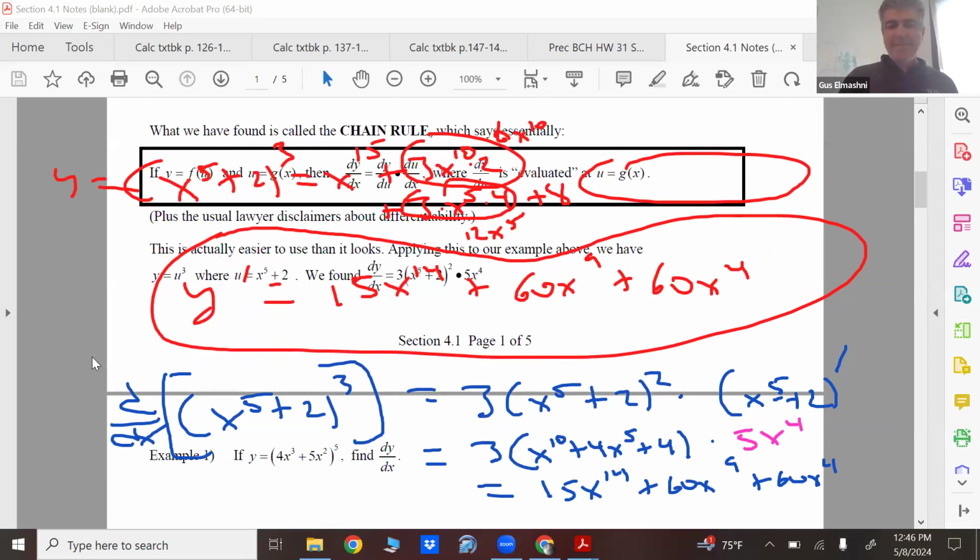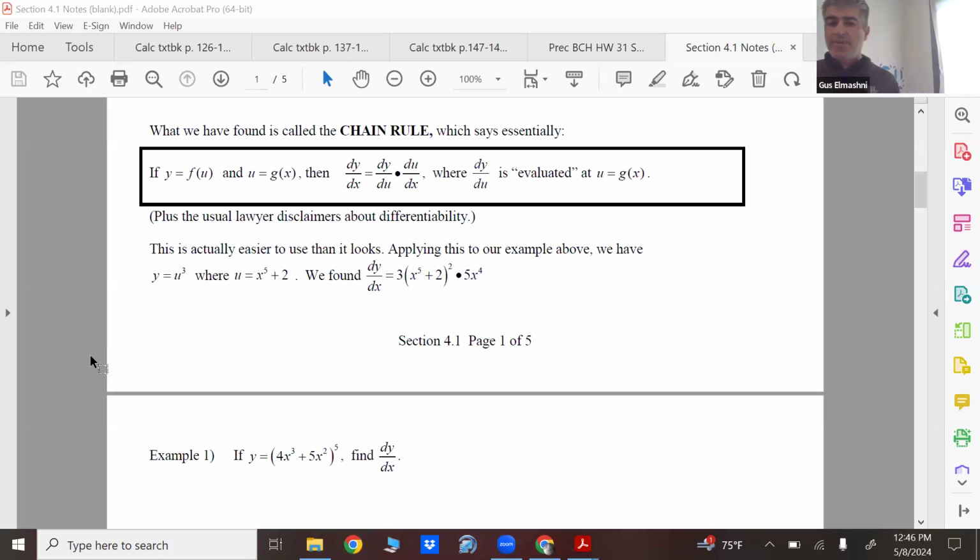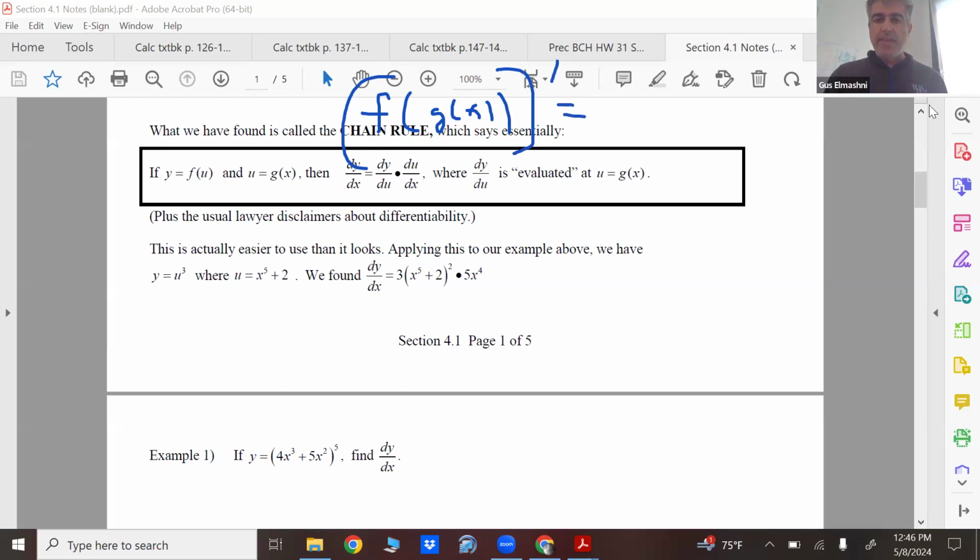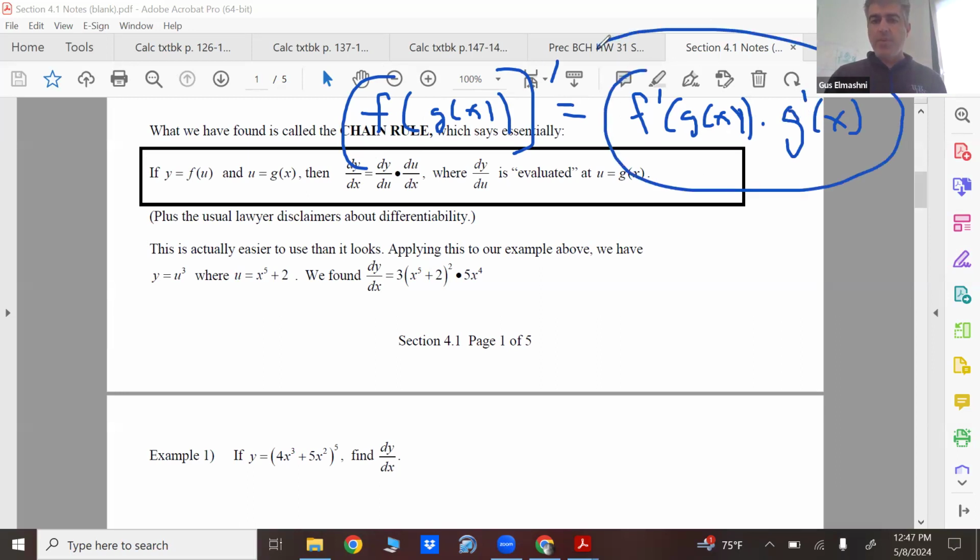So this is called the chain rule. It looks a little confusing at first. What they do is write y as a function of u, and u as a function of g of x. So it's a composite function. Basically it's f of g of x. That's what you're looking at. And if you take the derivative, it looks like this: f prime of g of x times g prime of x. That's truly the chain rule. You have a composite function, g of x inside f of x. You take the derivative of the outside function, keep g of x intact, and multiply by the derivative of the inside.